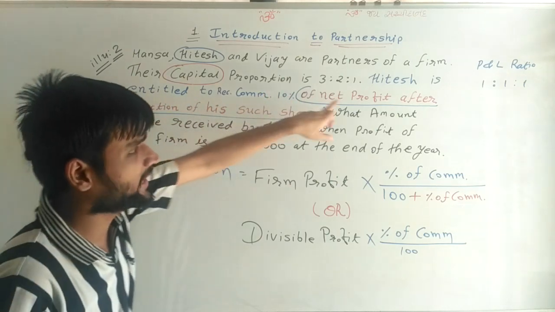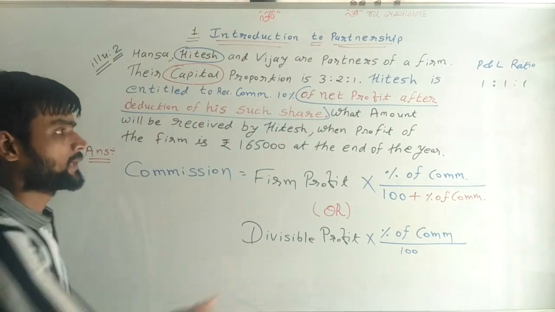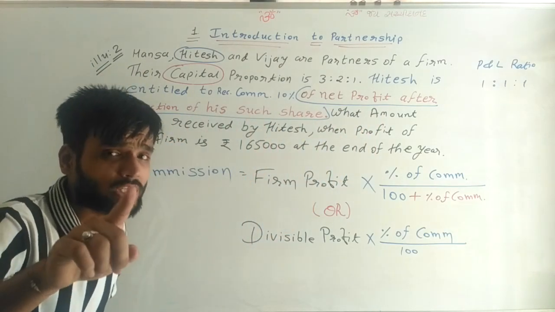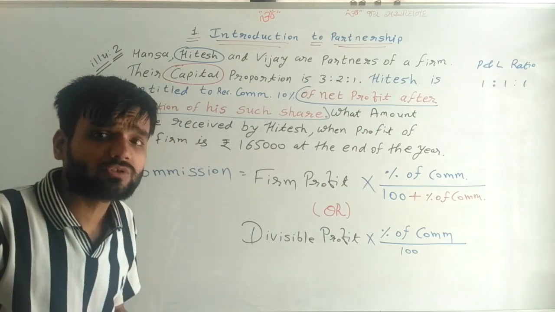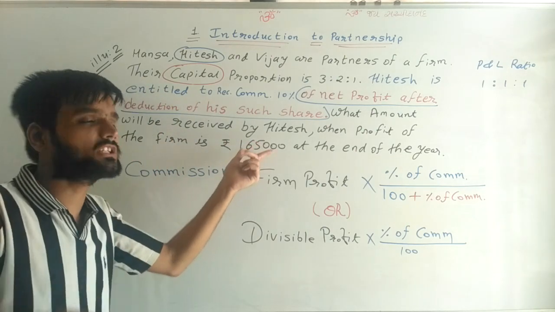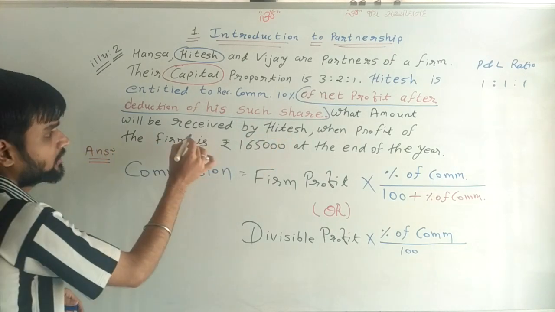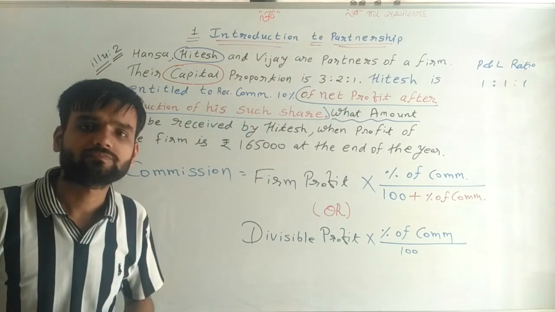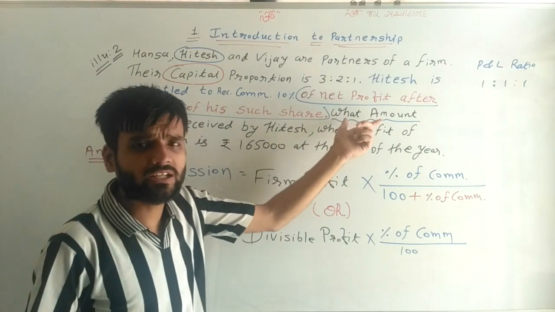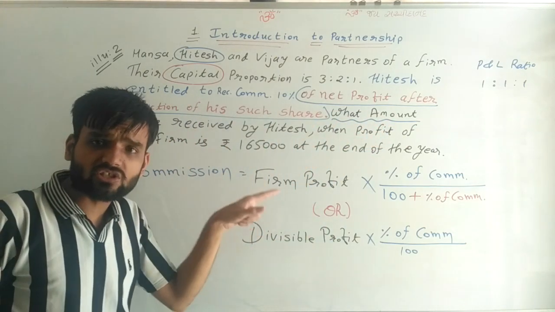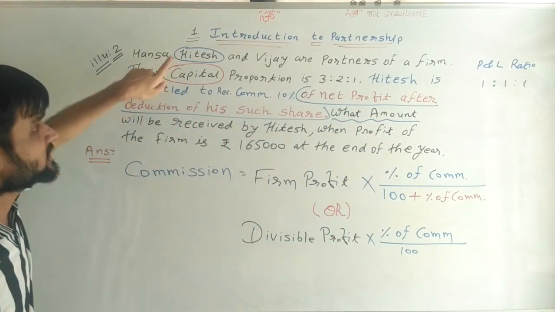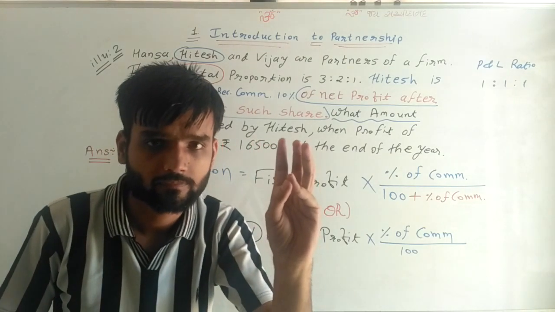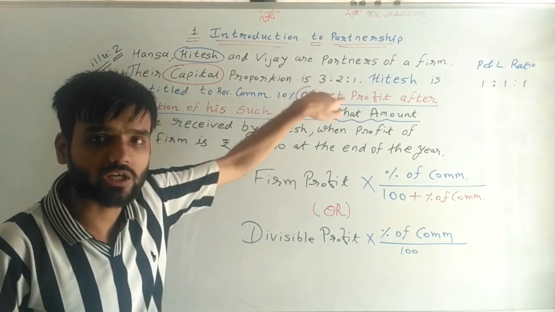Now, of net profit after deduction of such share, what amount will be received by Hitesh? Here the question is not what commission is received by Hitesh. Here the question is what amount is received by Hitesh. Now why is amount written here, not commission? It is not written because Hitesh is a partner. So a partner gets commission, right? Because here it is given that Hitesh received a commission.